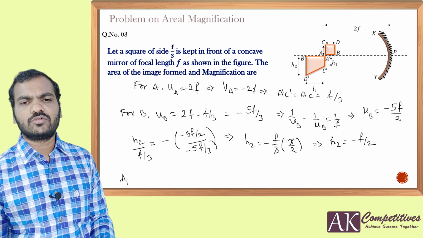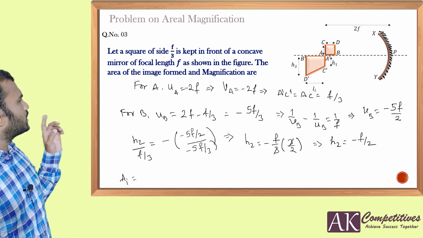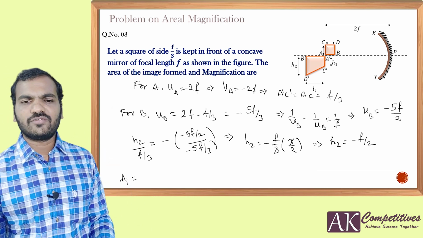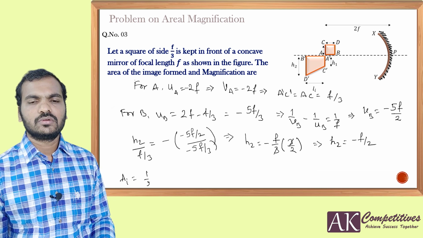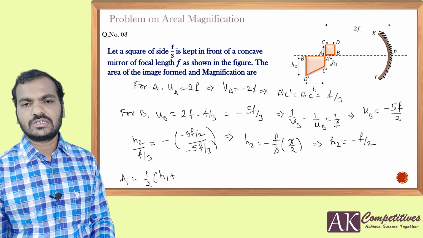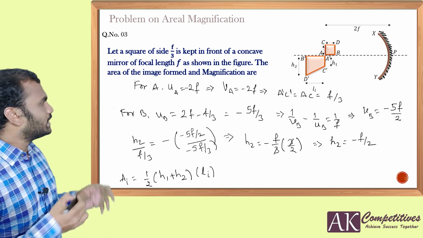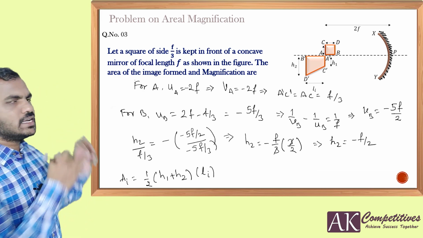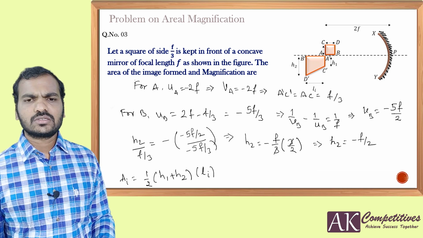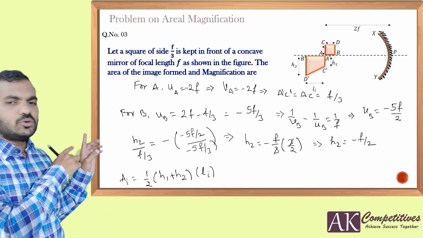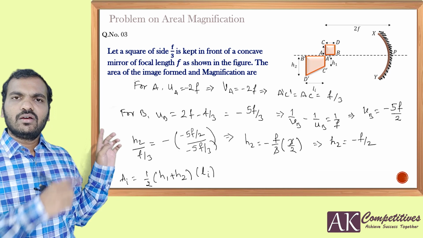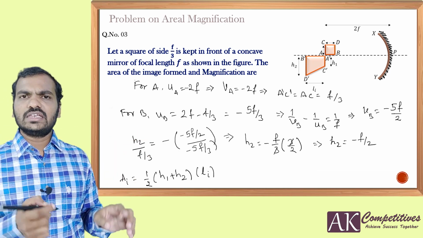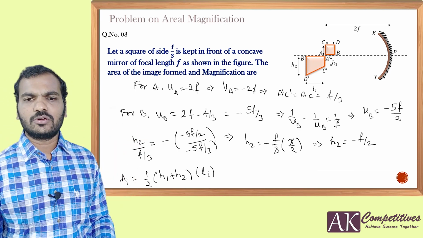Then what is the area of the image? You can see clearly the image is like a trapezium. So what is the area formula? Half into H1 plus H2, multiplied by the length of the image. What is the length of the image? Sorry, actually 5f by 2 is going to be VB. From there, VA is going to be 2f. So like that you can find it out.